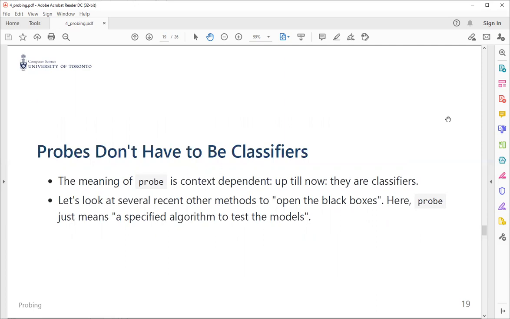So up to now, we have always considered the probes as classifiers, but recently, the meaning of probe itself has been expanded. We can use some non-classifier models or non-classifier algorithms to be the probes. So if we consider a probe as a specified algorithm to test the models, we're still probing the models. But this does not mean that we have to use classifiers.